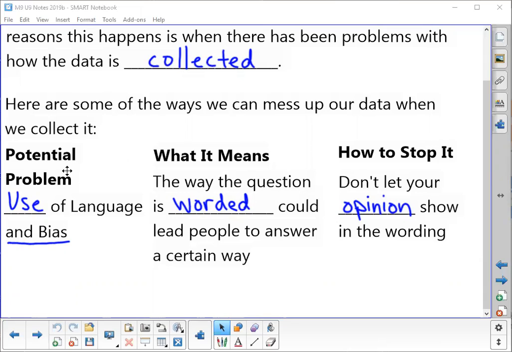So the potential problem, use of language and bias. What this means is the way the question is worded could lead people towards a certain answer. And how to stop it? You don't want to let your opinion show in the wording. An example of this would be, what do you think of that orange President Donald Trump? You know, that type of thing where you're putting a bias into it, and that's not okay when it comes to surveys, when you want data that is accurate and not biased.